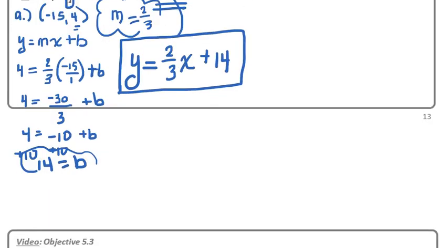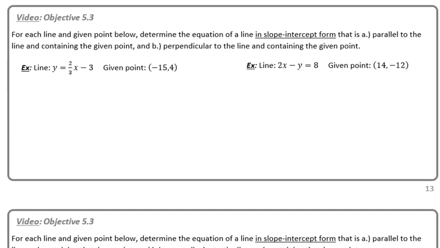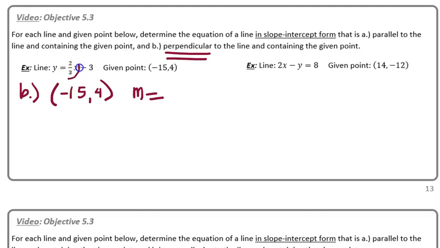I'm going to do that. Let's look at this now. I'm going to do this first example, but part B, I'll use a new color so it stands out. Okay, part B, they want us to find the equation of the line that is perpendicular to this given line. So this line I'm writing the equation for contains the point negative 15, 4, and it has a slope equal to the opposite reciprocal of this slope, because I want the perpendicular line. So the opposite sign and the reciprocal.